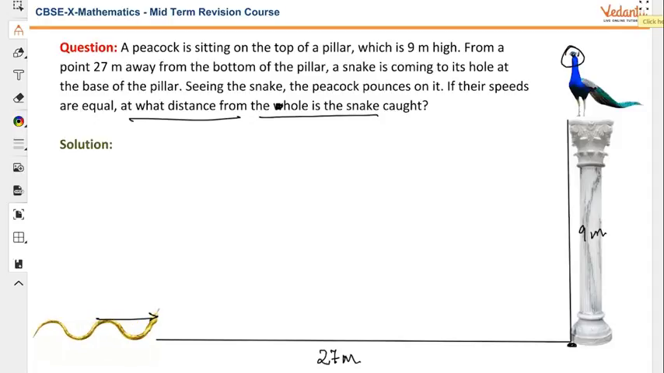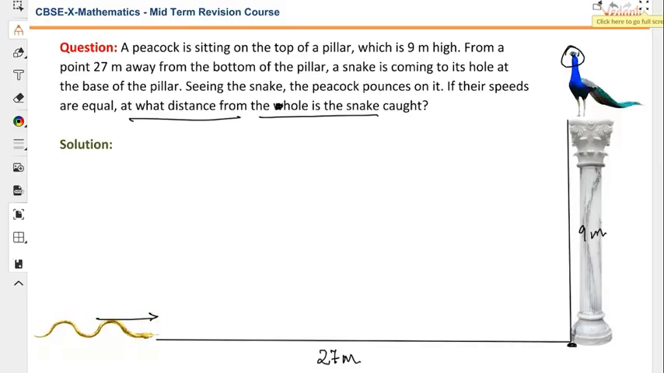Now the speed with which the peacock is flying and the speed with which the snake is coming should match. If it doesn't match, the snake will go past or the peacock will land somewhere. One thing which has to match is the speed of both of them. Second thing is the distance.